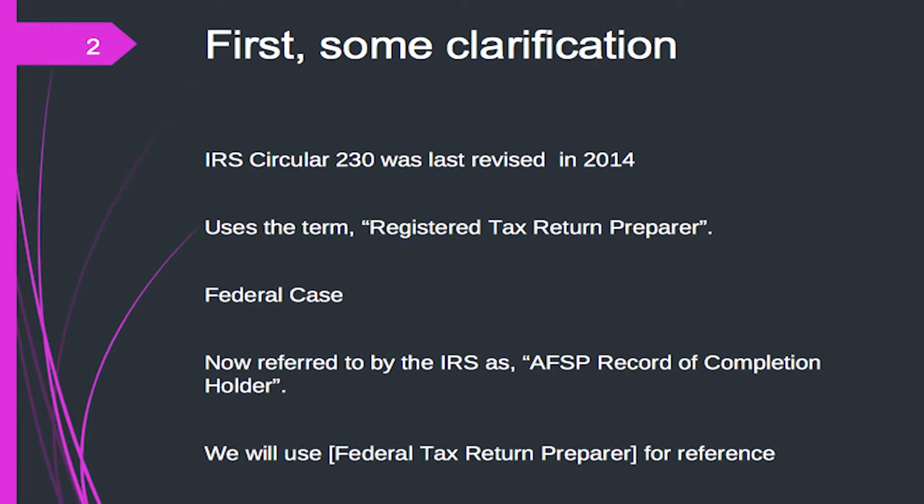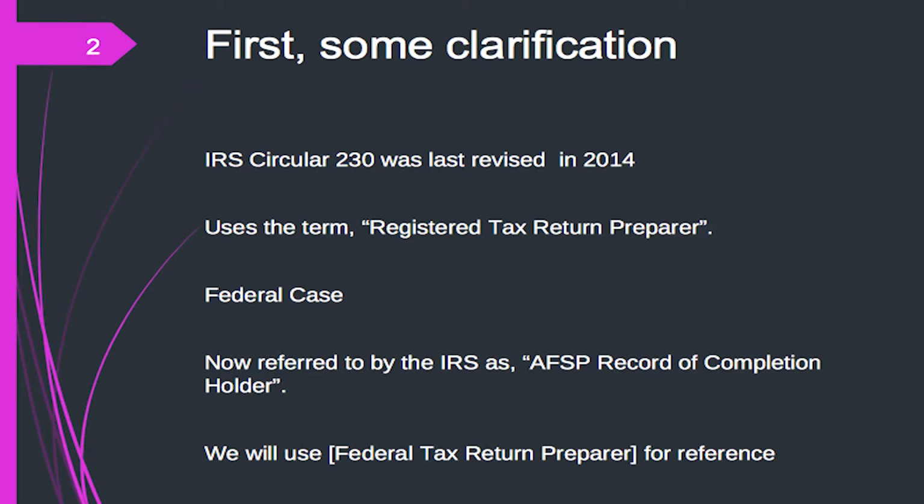Also, Circular 230 uses the term Registered Tax Return Preparer. Now, as you should know, and as you will soon find out, that term no longer exists because of court cases that came down after this document was published. However, the IRS has not updated the Circular 230 since they ceased using that name, Registered Tax Return Preparer. And that is because of a federal court case of Loving versus the Tax Commissioner. And I have a slide on that in a minute that we will discuss.